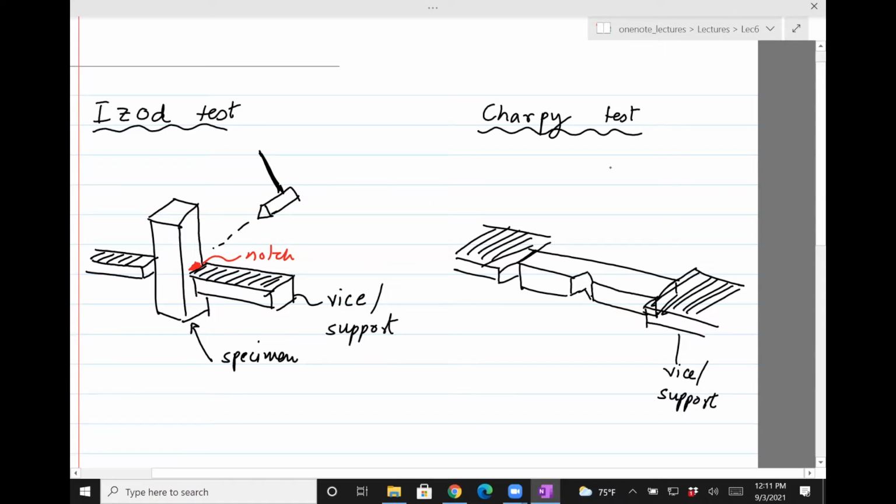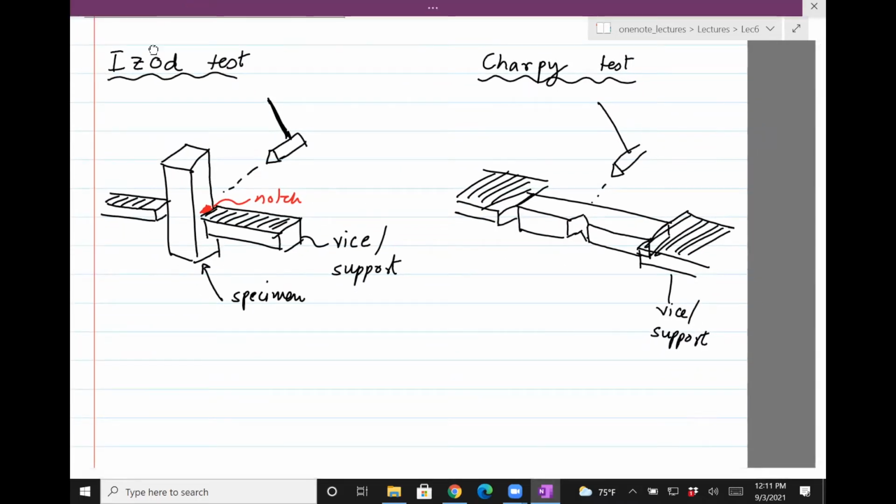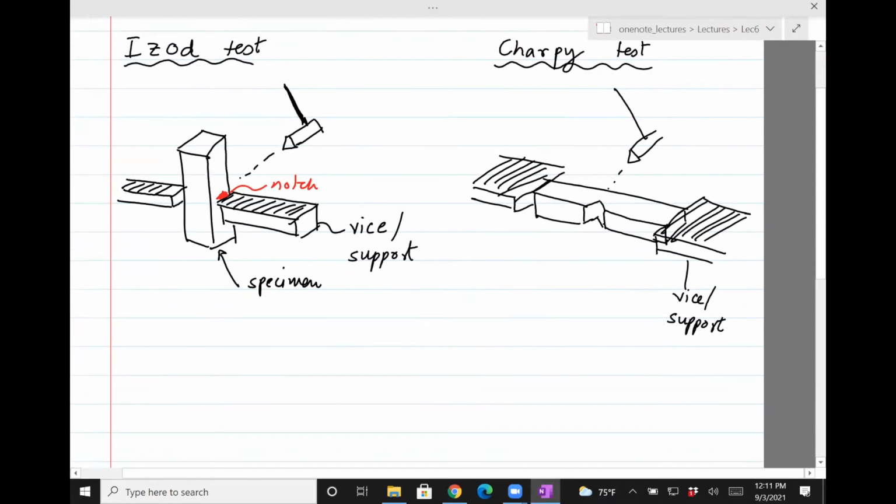And the pendulum comes swinging on the other side. So that basically breaks the notch. Okay, just very minor difference in terms of how it's done. So here the difference is, A, the specimen is vertical. You can see that the specimen is horizontal.